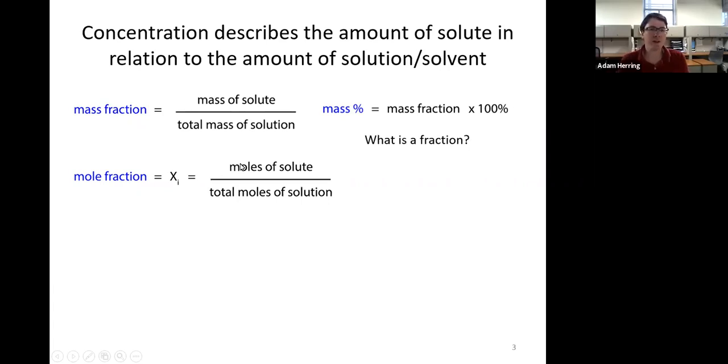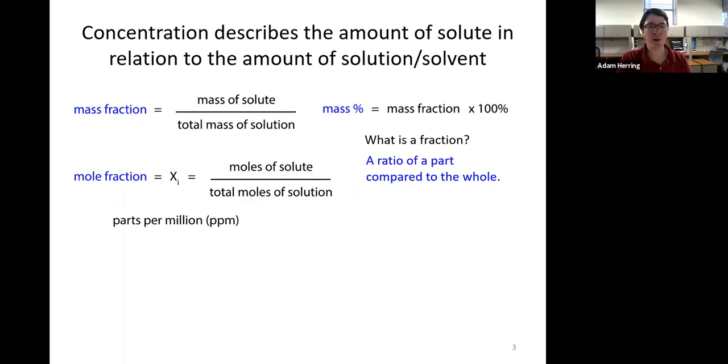Now, why are these called fractions? Well, a fraction is a ratio of one part of a substance compared to the whole. So in that same way, a mass fraction is looking at one part of the solution, the solute, compared to the whole. And it's doing it in terms of the mass. Whereas the mole fraction is looking at the part in terms of the whole, but using the number of moles.